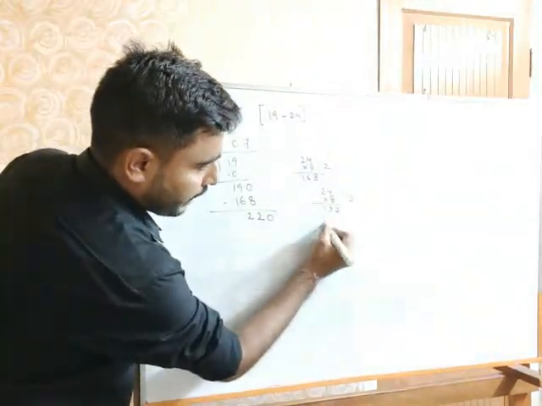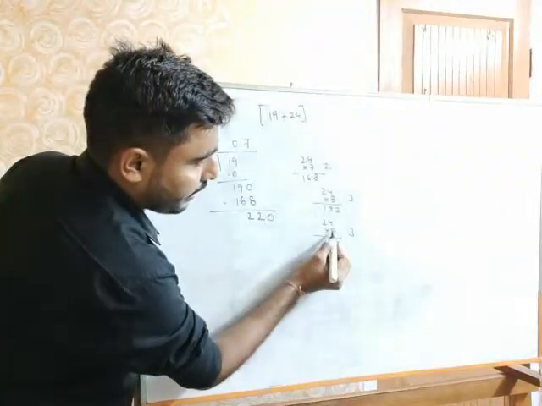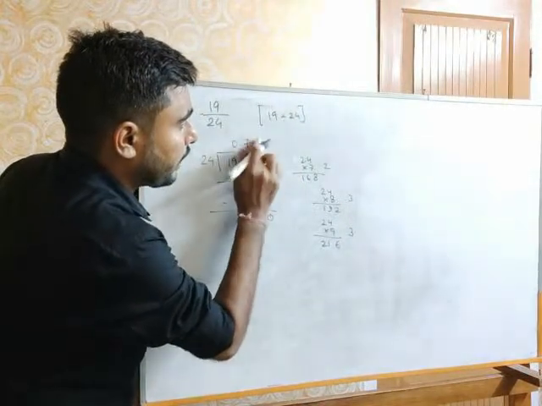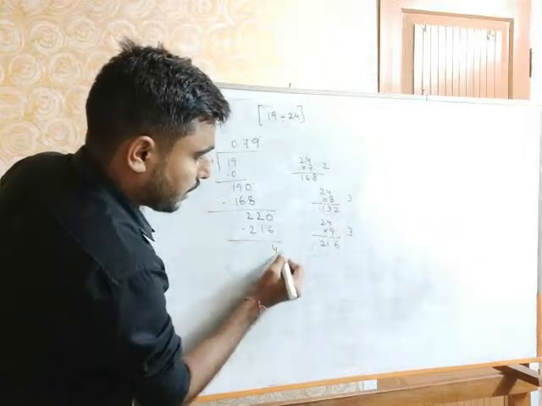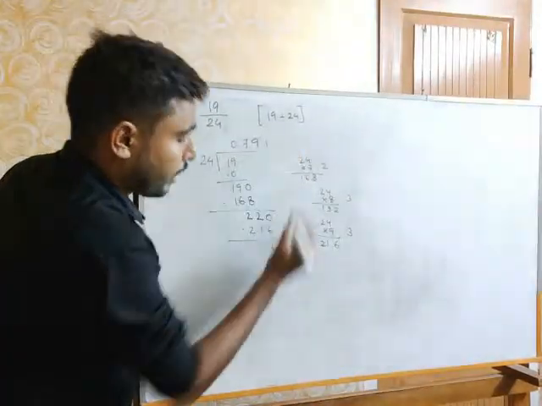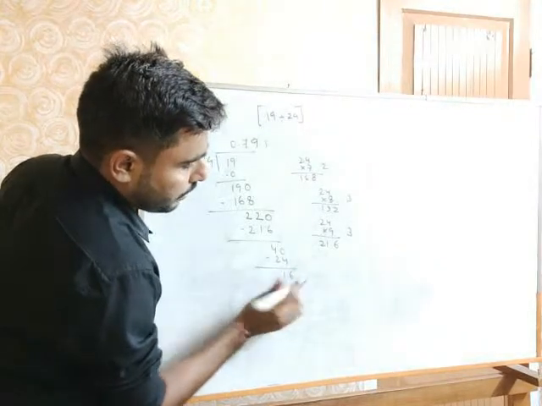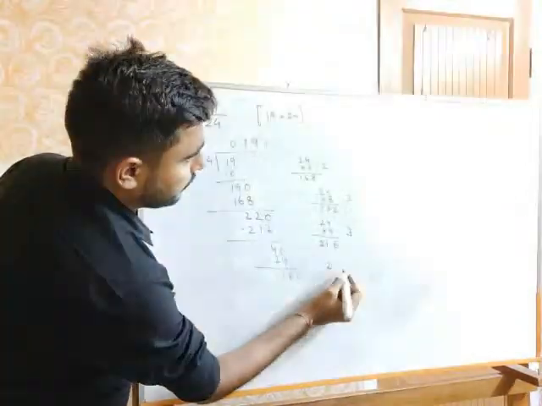So 8 times is 192. Let us check 9 times. 9 8s are 72, carry 7... 9 times 2 is 18. 18 and 3 is 21. So how many times can I take? 9 times, it will give you 216. Remains 40, 40. 1 times 24 remains 16, it will be 160.